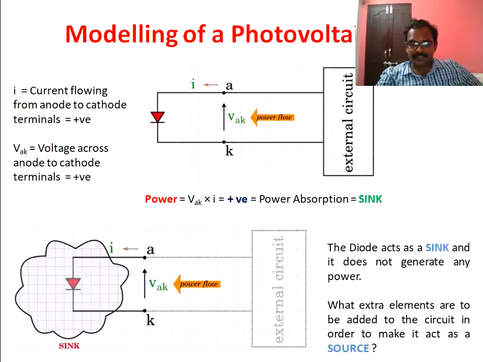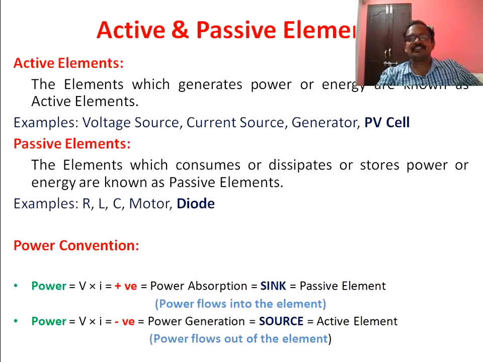That PN junction diode, what is a PN junction diode? It's a passive element. But what is a PV cell? Active element. How will it be? The same PN junction combination will act as a passive element, and the same PN junction combination will act as an active element. How is it possible?